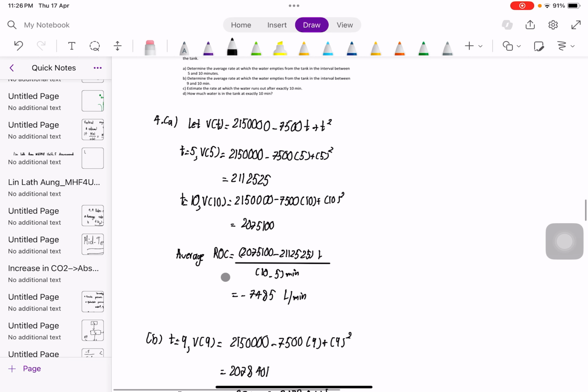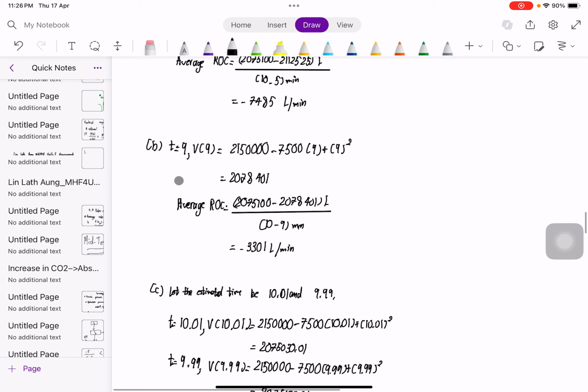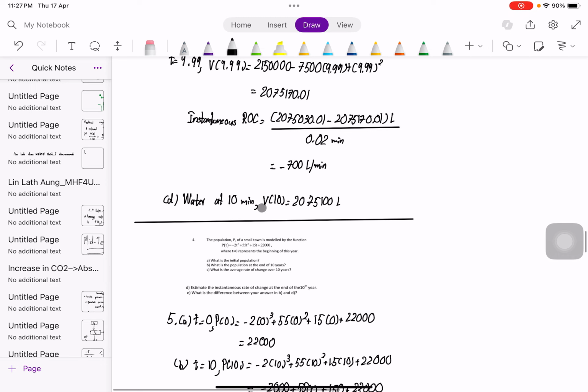Moving on to number 4, I put the equation into V of T. I find these two values and find the average ROC by substituting here. And number B, we found this average ROC as well. We found these upper and lower margins, and we get the instantaneous ROC of around minus 700 liters per minute. And at exactly 10 minutes, the volume of water is this figure.